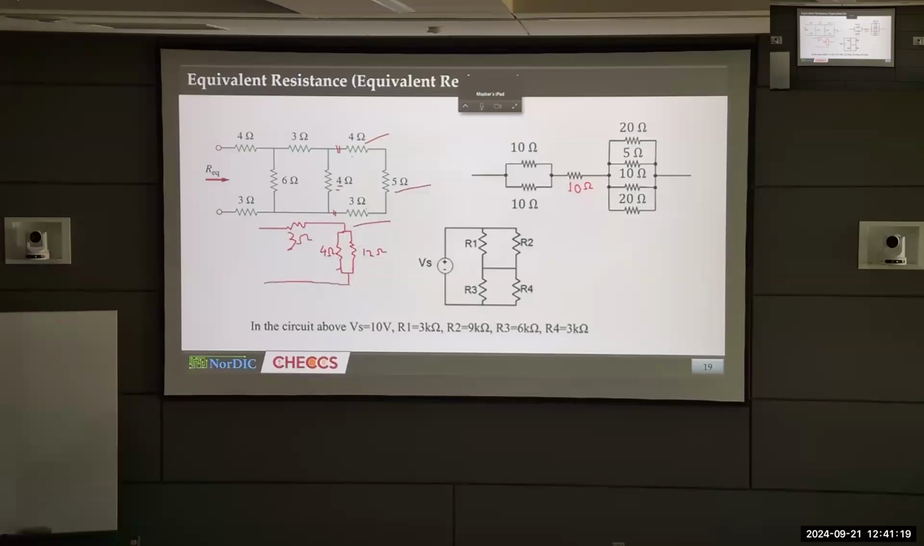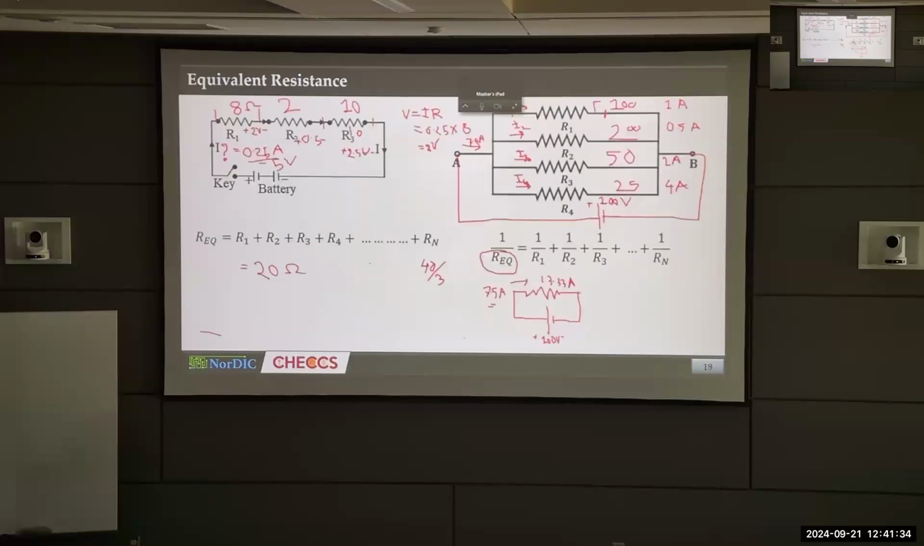But now can you see these 4 ohms and 12 ohms are basically parallel. So what I will do, I will replace those 2 resistances by their equivalent resistance. What is the equivalent resistance of a parallel assembly? You have a formula, right? Do you remember the formula? Like 1 by R equal to 1 by 4 plus 1 by 12.